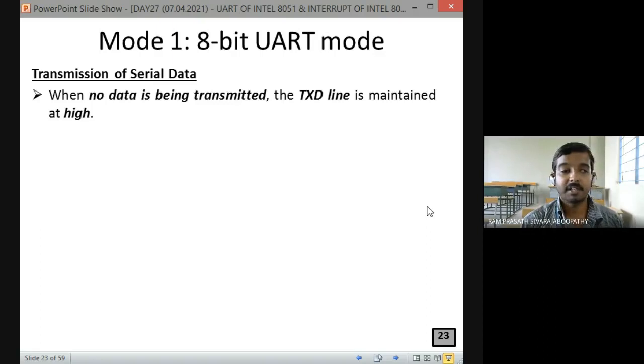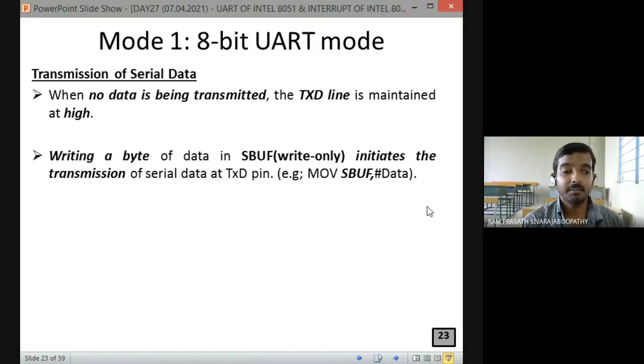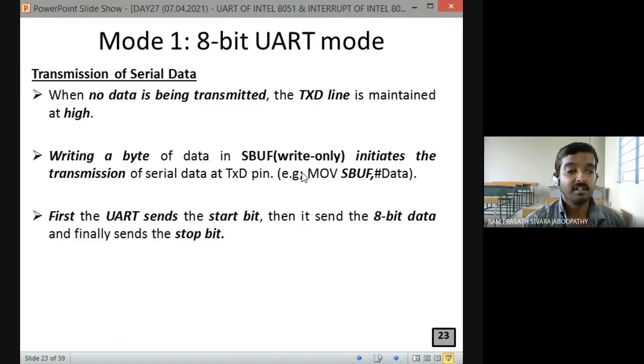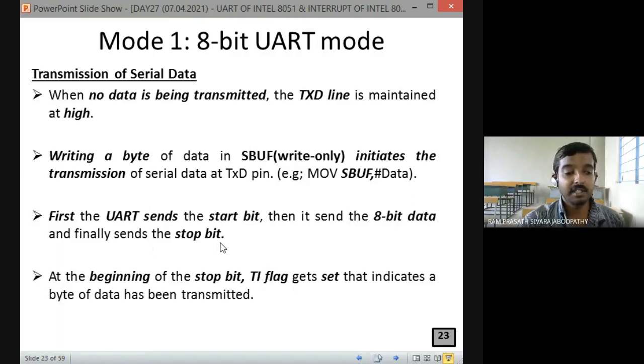So how does transmission happen? When no data is transmitted, as we discussed earlier, the TXD line is maintained high. Writing a byte of data in SBUF initiates the transmission. See, the moment you put some data in SBUF, the communication is going to start. First it sends the start bit, then 8-bit data, then the stop bit. At the beginning of the stop bit, the transmit interrupt is generated. That indicates a byte of data has been transmitted.